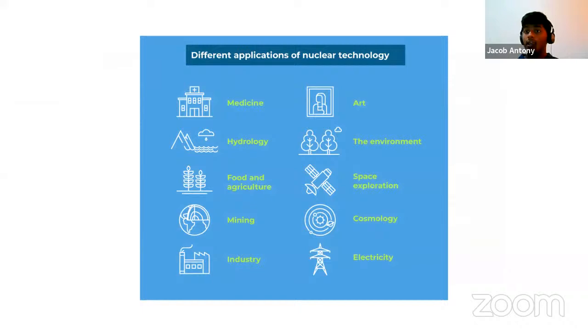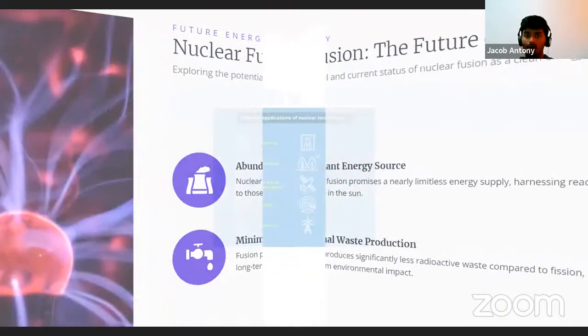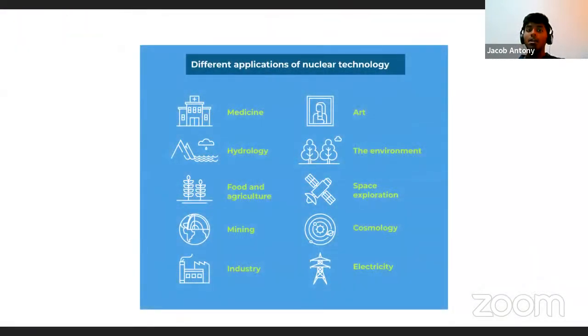Now, nuclear technology can be used in all these different aspects, and I'm going to be talking about them. So in hydrology, nuclear techniques are used to trace water sources and study groundwater movement to better manage water sources. And in art, nuclear technology helps in the non-destructive analysis of art and artifacts to determine their age and authenticity.